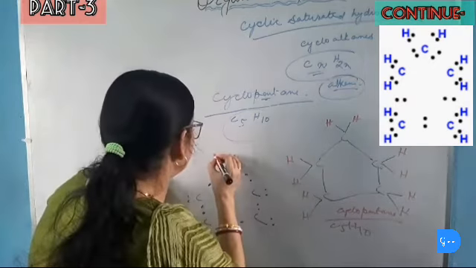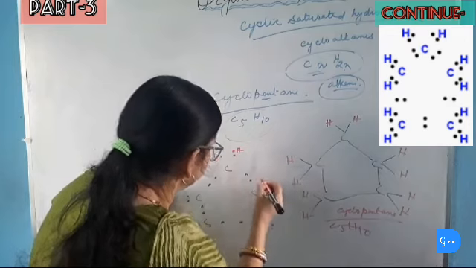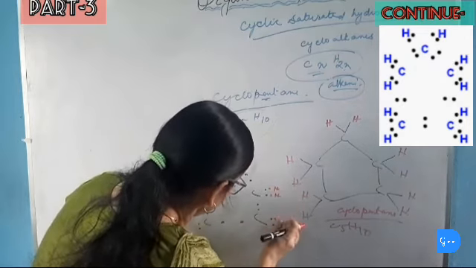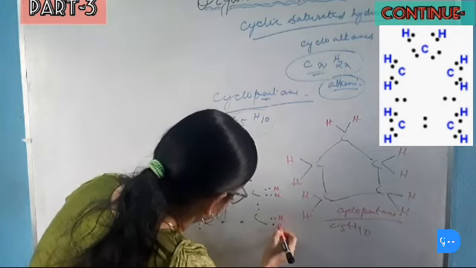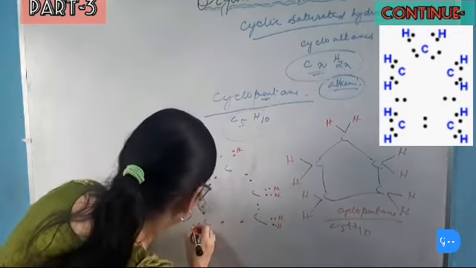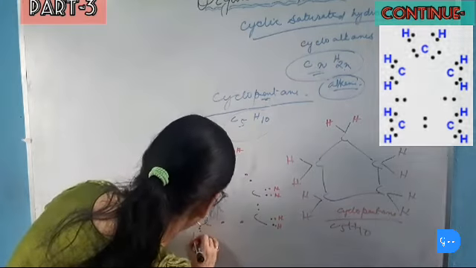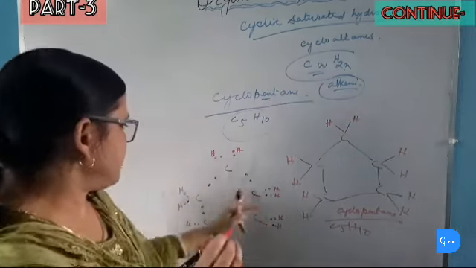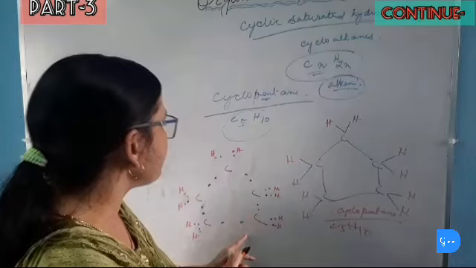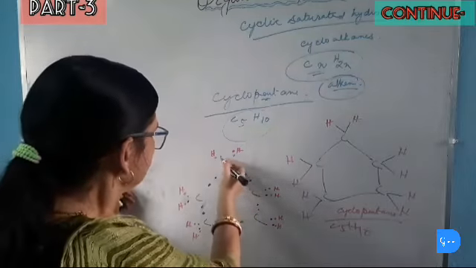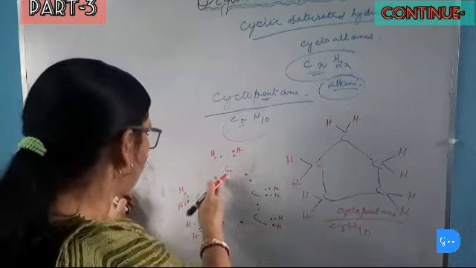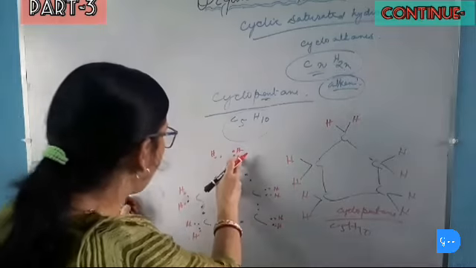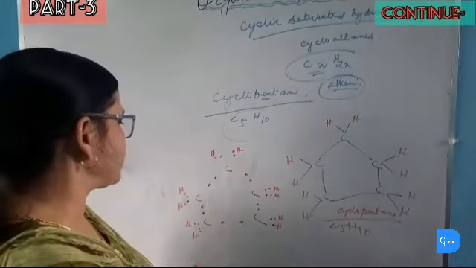Now there will be hydrogen atoms. This will be the electron dot structure of cyclopentane. Each carbon atom shares 1 electron with the neighbouring carbon and 1 electron each with 2 hydrogen atoms. In this way the electron dot structure is drawn.